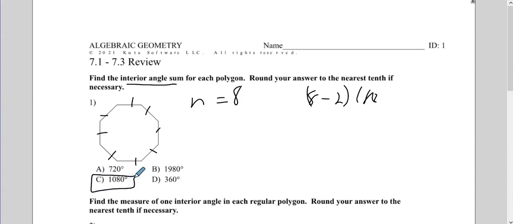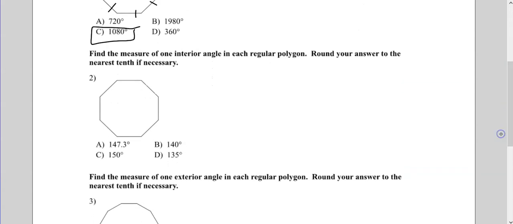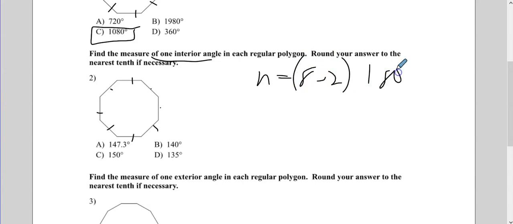Now, it did not ask you to, but if it wanted to know the individual angles, you would divide by 8. And that would be 135 degrees, which means every angle inside there is 135. All right, the measure of 1. Well, first you have to find how many sides there are. 1, 2, 3, 4, 5, 6, 7, 8. It's the one we just did. So we do 8 minus 2 times 180, which I already kind of forecasted. Divide by 8, and it will give you D, 135.